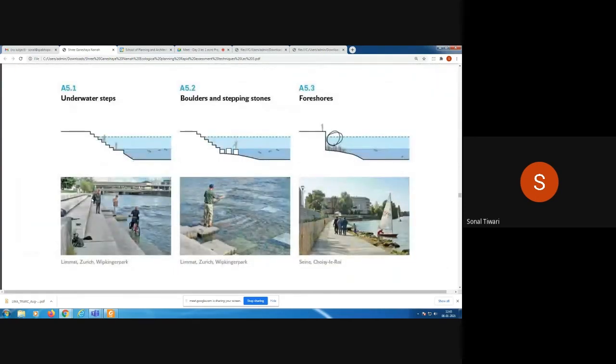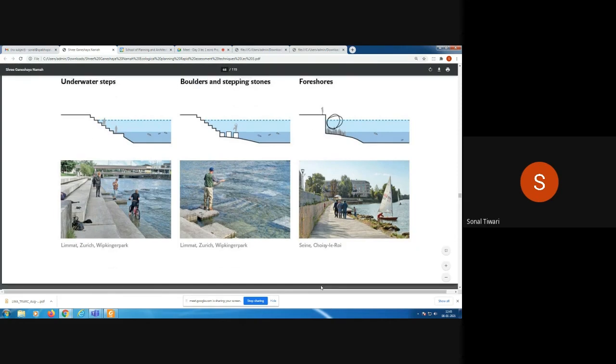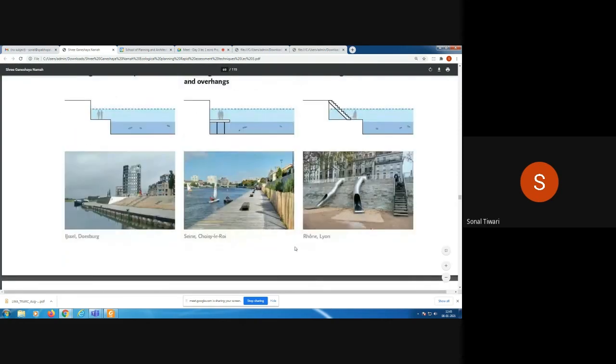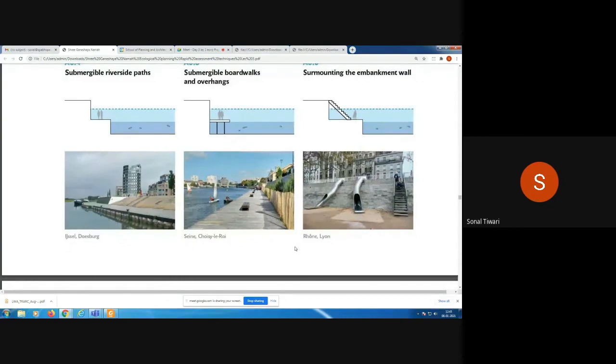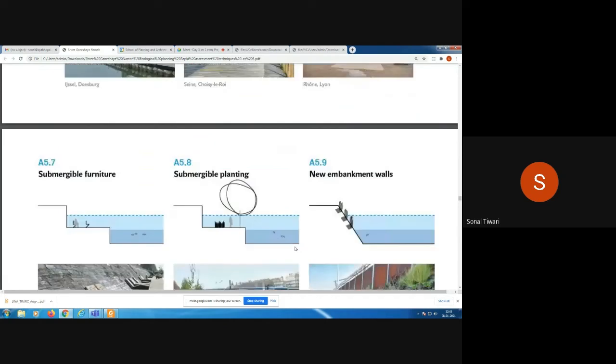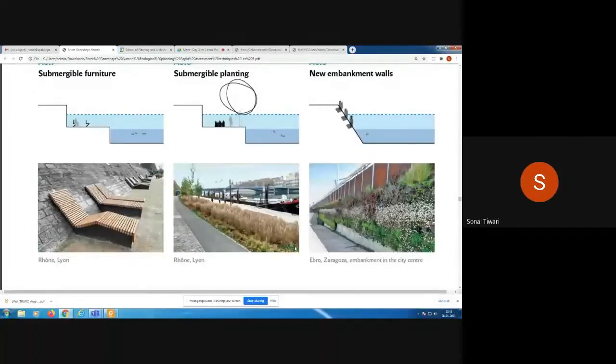The stepping stones, underwater steps. The underwater steps are very common in the Indian scenario. So we have this lovely detailing or template of ghat development across each city of India, whichever is meeting the riverbank. So I'll be just moving through these.